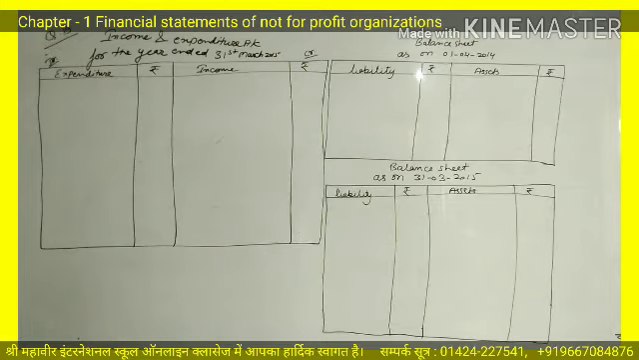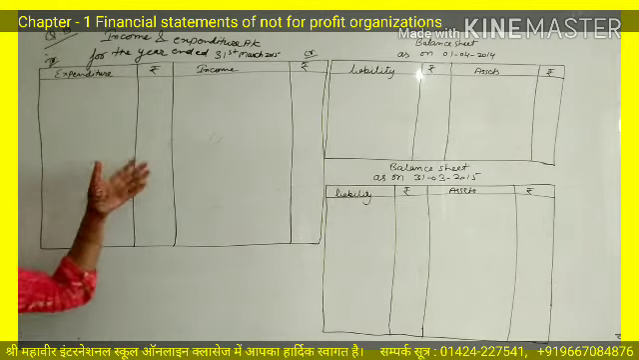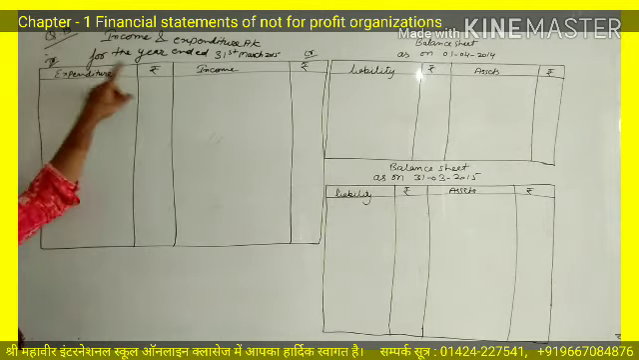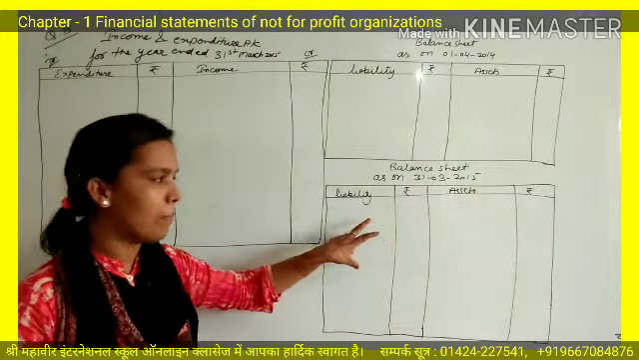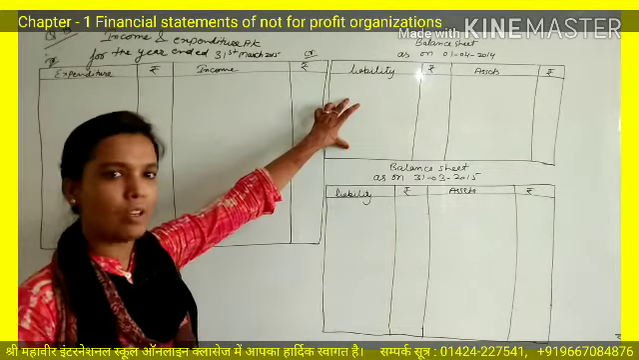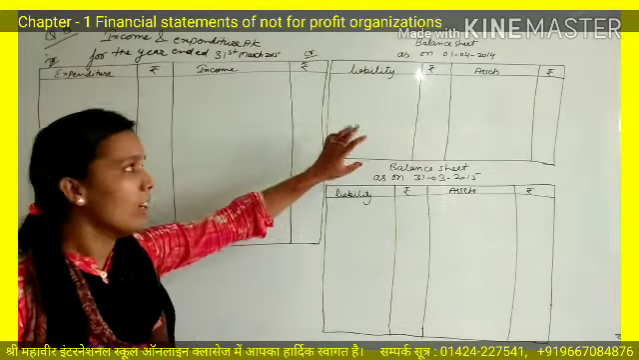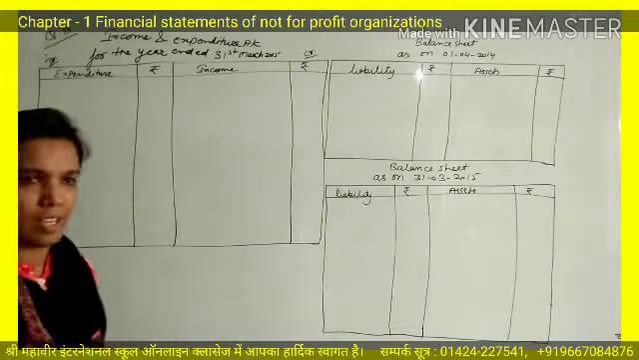Now you are required to prepare income and expenditure account for the year ended 31st March 2015 and a balance sheet as at that date. Already I have made formats here. Income and expenditure account, that is for the year ended 31st March 2015, and this is the closing balance sheet. This is the main balance sheet, and we are preparing opening balance sheet for finding opening capital. Okay, so let's start with the first point.